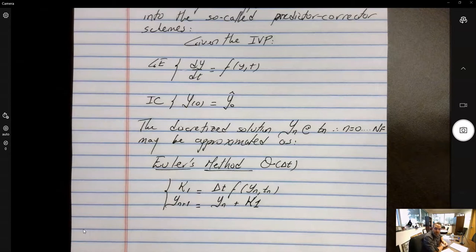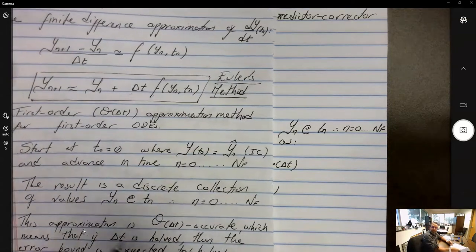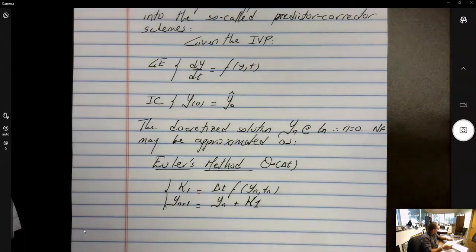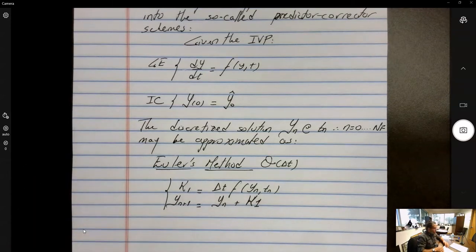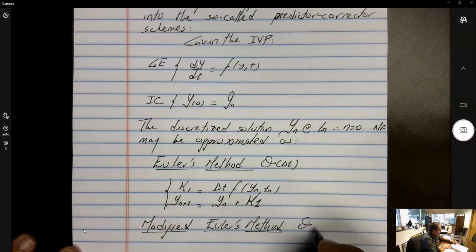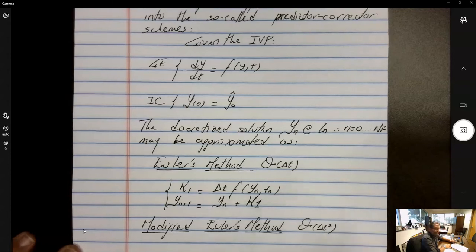All right, so this is the order delta t method. That's the same as the Euler's method. If you compare that to the Euler's method a couple pages ago, it looks identical. It's just broken up into these steps called the predictor corrector step. You'll see what that means a little bit more clearly when we write the modified Euler's method, which is order delta t squared.